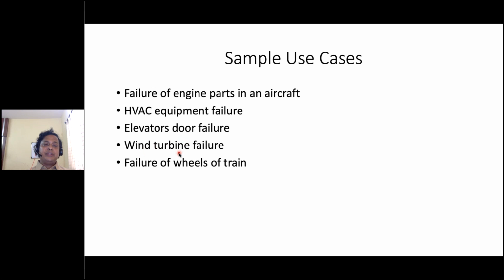Wind turbines: European countries use alternative sources of energy, right? So they are failing, and prediction of wind turbine failure becomes important. The failure of wheels of trains. So if you just Google about these topics along with the keyword predictive maintenance, you will find some good, freely available documents, which will give you some idea how they are solving that problem.